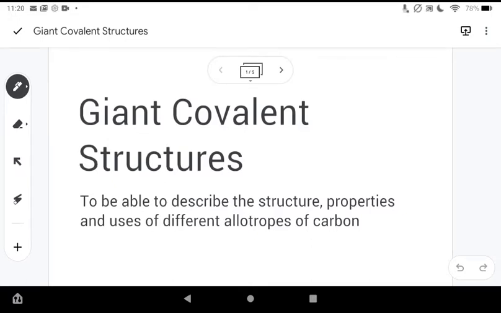This video is going to have a look at some giant covalent structures of carbon, and we call these allotropes. There's different forms of the same element. They're allotropes of carbon. And when we talk about giant covalent structures, we talk about lattices and repeating patterns. And there are two that you really need to know.